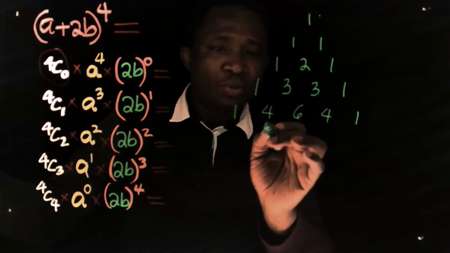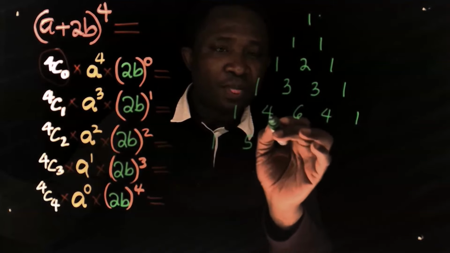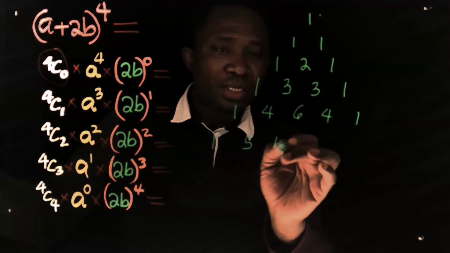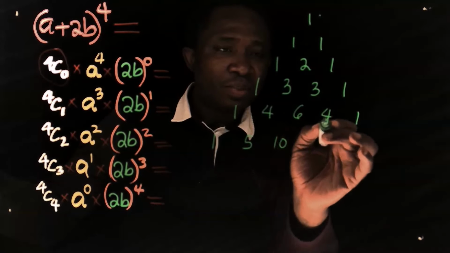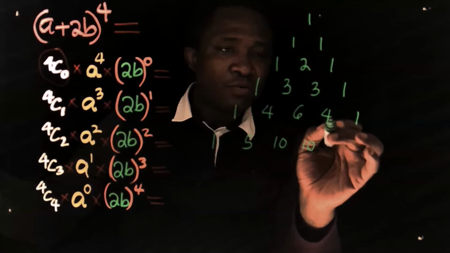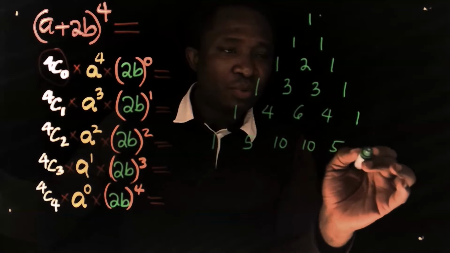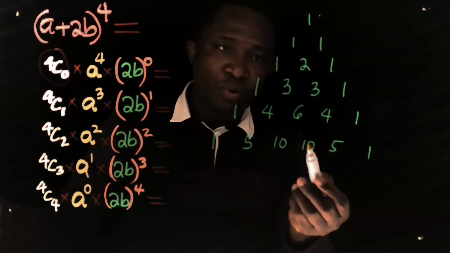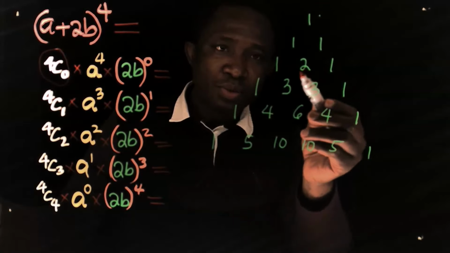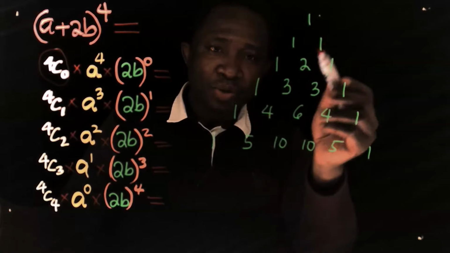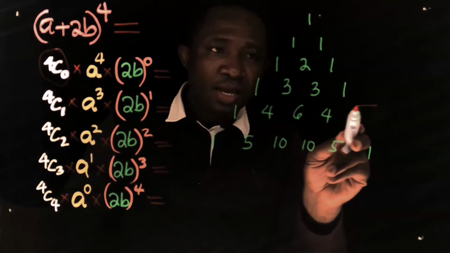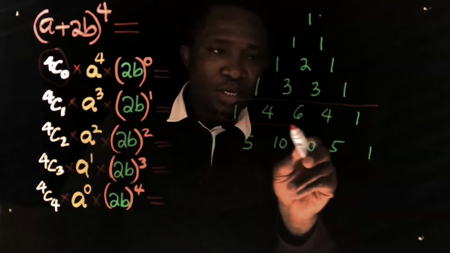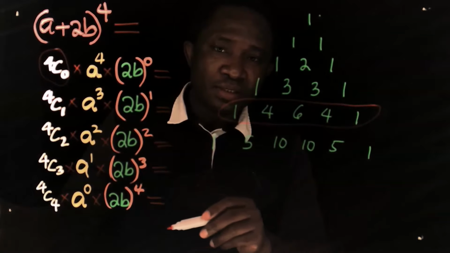This 1 plus 4 is 5. 4 plus 6 is 10. 6 plus 4 is 10. 4 plus 1 is 5. We end with 1. But the highest power here is 4, because this is 1, 2, 3, 4, 5. It goes like a triangle. Hence, we are going to be needing the coefficient of this.